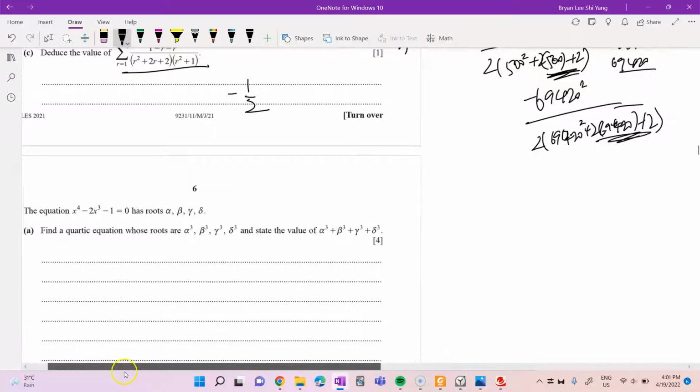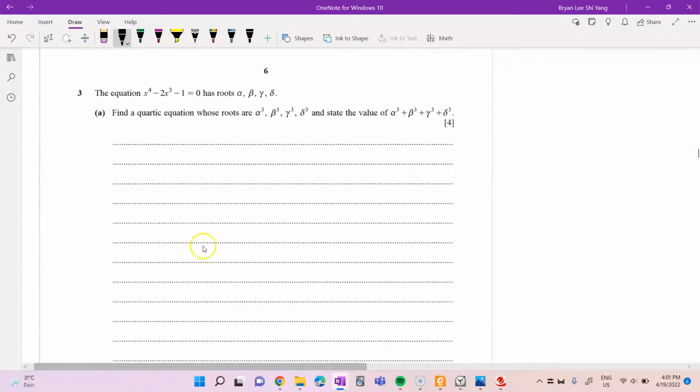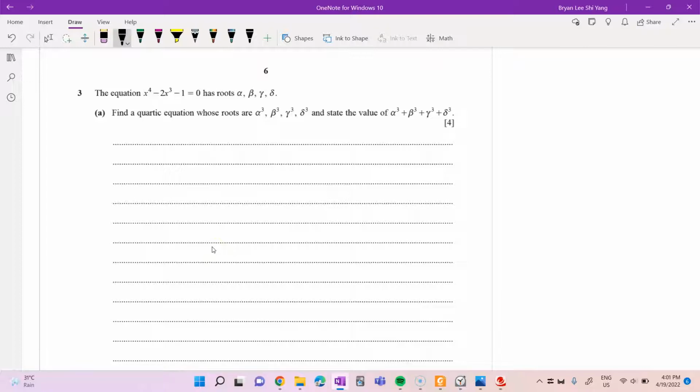So we move to question 3. Now the equation x to the 4th power minus 2x cubed minus 1 equals 0 has roots alpha, beta, gamma, delta. You need to know your Greek alphabets well at this point. Find the quartic equation whose roots are alpha cubed, beta cubed, gamma cubed, delta cubed, and then state the value of alpha cubed plus beta cubed plus gamma cubed plus delta cubed.